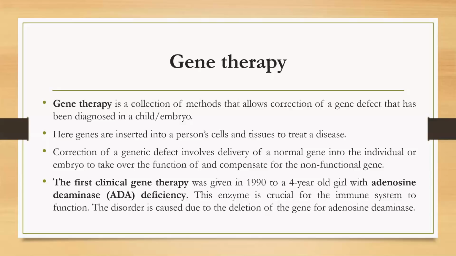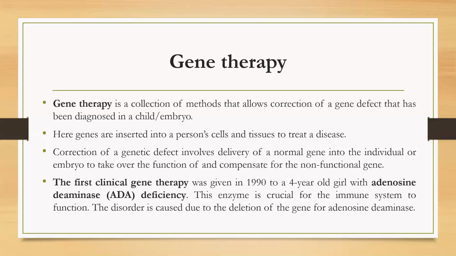It results in the deficiency of adenosine deaminase enzyme. When that enzyme is absent, T lymphocytes become malfunctioning. When T lymphocytes malfunction, they will not support B lymphocytes to produce antibodies. When B lymphocytes are not able to produce antibodies, there is no immunity power to the individual. So that's why this disorder is called severe combined immunodeficiency syndrome, just like AIDS.